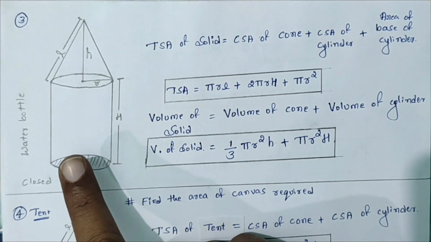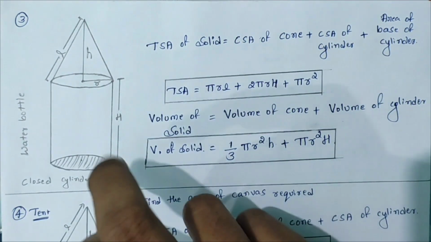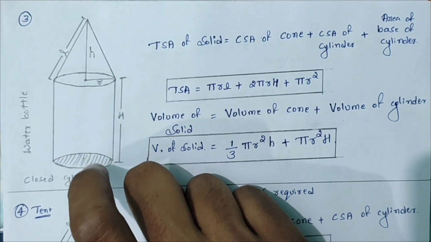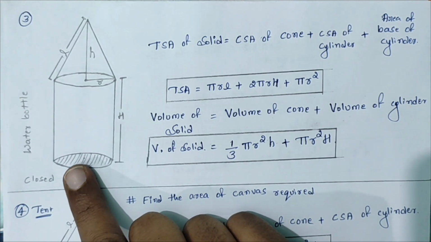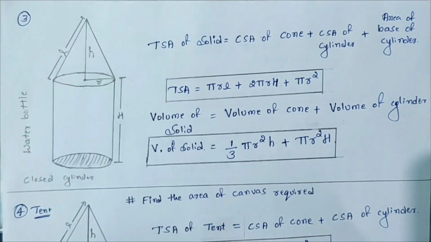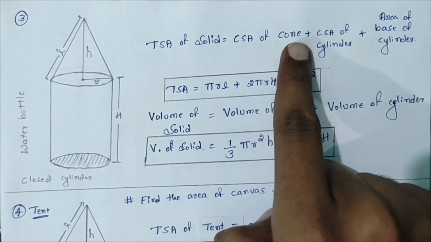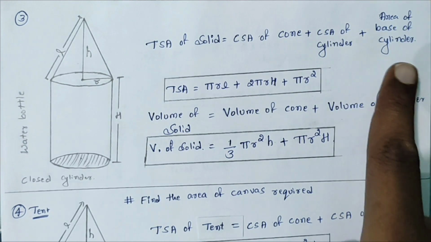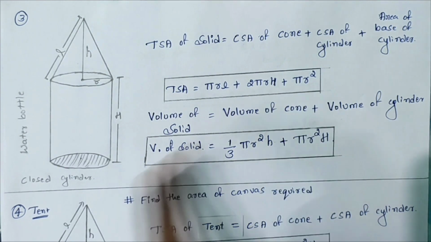So if I want to find the total surface area here also, I need to find the curved surface area of the cone and the curved surface area of the cylinder, and at the end I need to add the area of the base of the cylinder. Then only I am going to get the total surface area of this water bottle or of this solid. Now CSA of cone is pi RL and CSA of cylinder is 2 pi RH, and the area of the base of the cylinder, that shape is a circle, for that reason we are mentioning here pi R square.